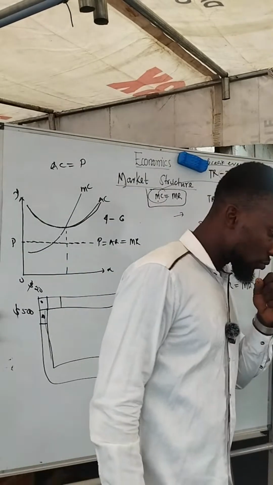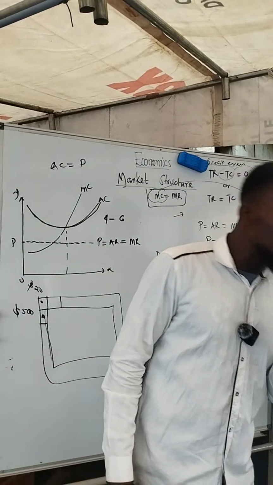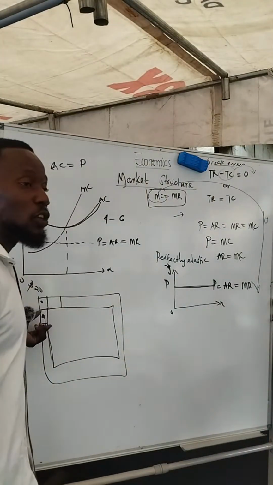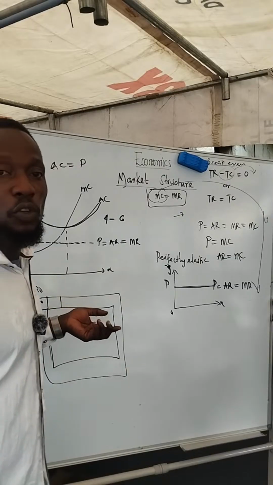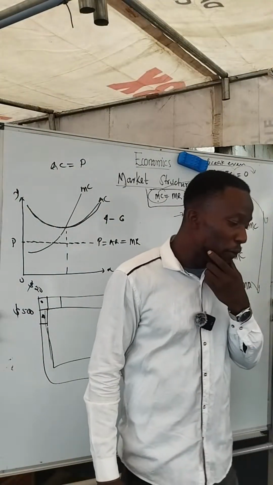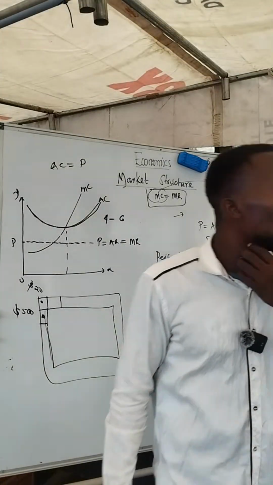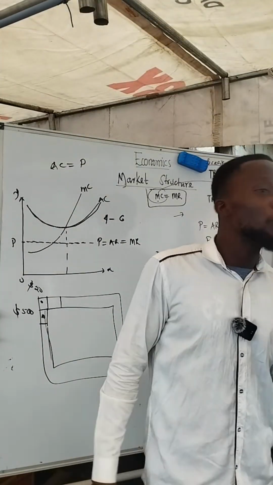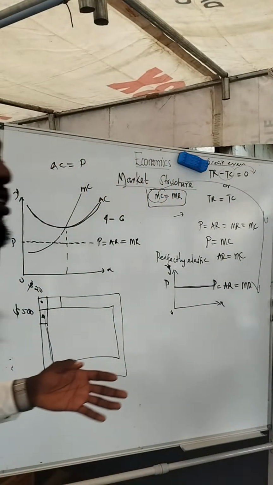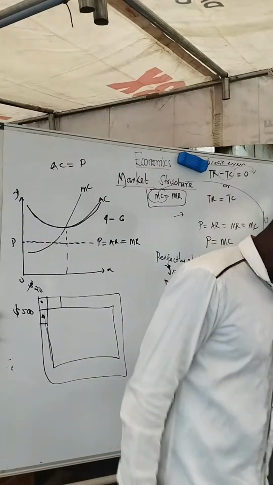Number five, immobility of resources. You cannot move resources anyhow. You cannot move your resources from here to this place. Then there is preferential treatment. In perfect competition, there is no preferential treatment; everybody gets the same treatment. But in imperfect markets, there is preferential treatment. Are you with me?